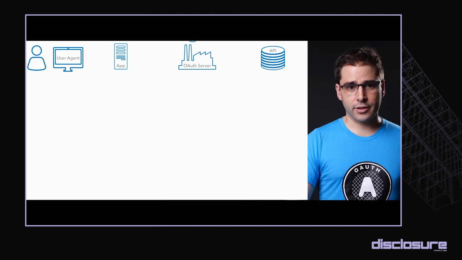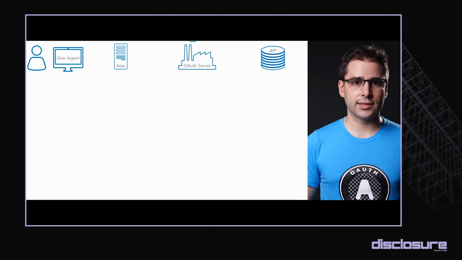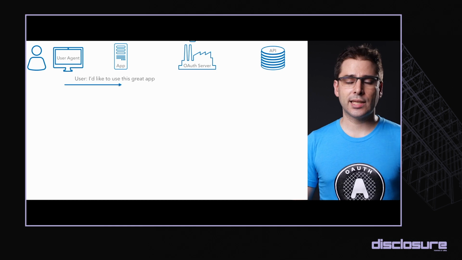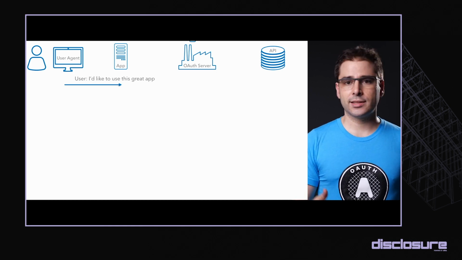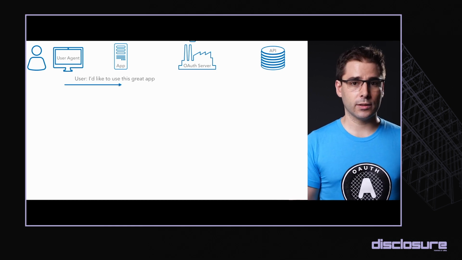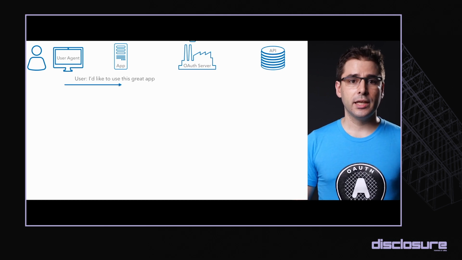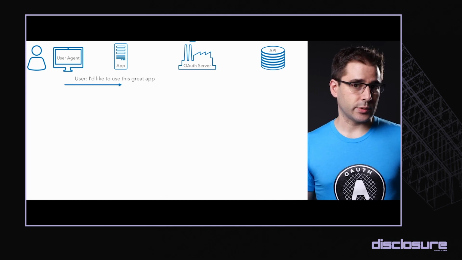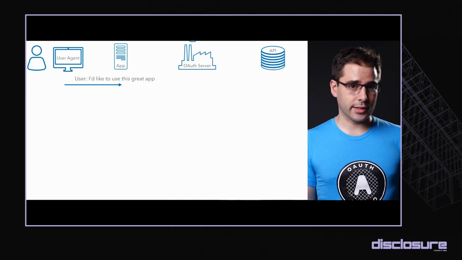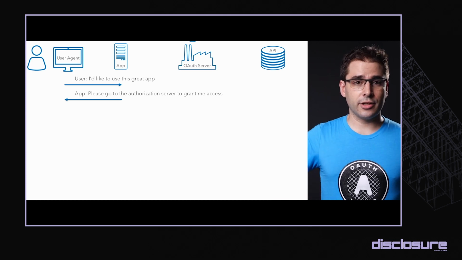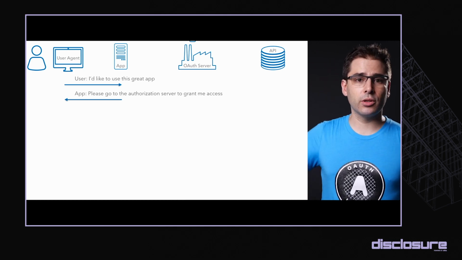So to start out, the user approaches the web application and says, hey, I'm trying to use this application. Please let me log in. And that's going to be clicking a button that says log in or connect with Google or things like that. The app says, great. Don't give me your password. I don't want your password. I can't do anything with it. Instead, go over there to the OAuth server and go log in there.